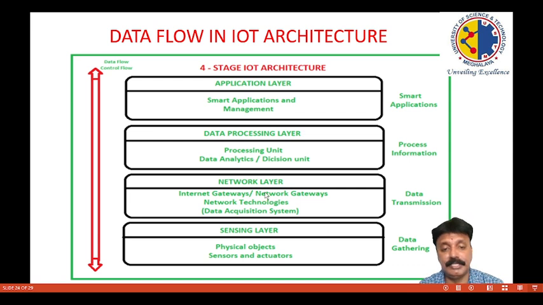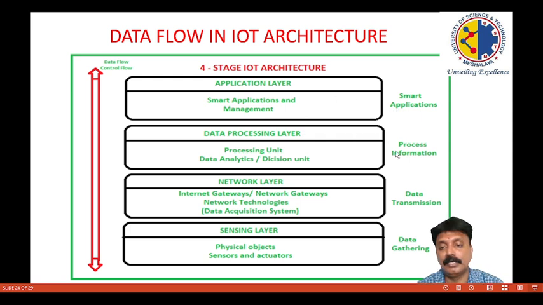after that, it will move to the network layer, which is used for data transmission. This network layer consists of different devices like internet gateways, gateways, and network technologies, that is, the data acquisition system. The transmitted data will move to the data processing layer. This data processing layer will take care of the processing of the information, which consists of the processing unit, data analysis, and decision unit. Big data can be stored in this particular layer level, and with the predetermined logic or predefined data sets, the decision can be taken by the decision unit.